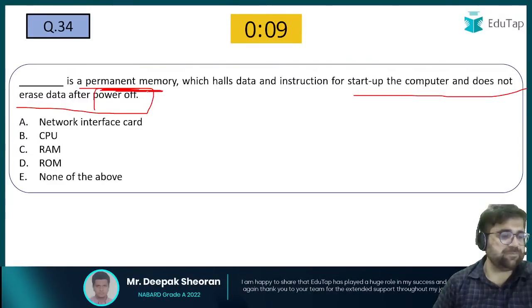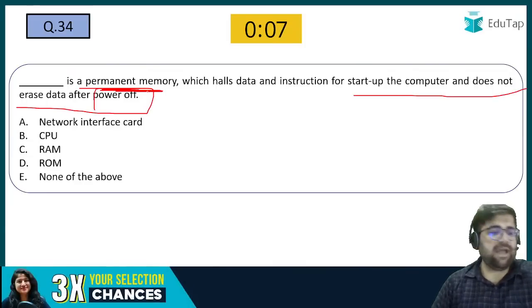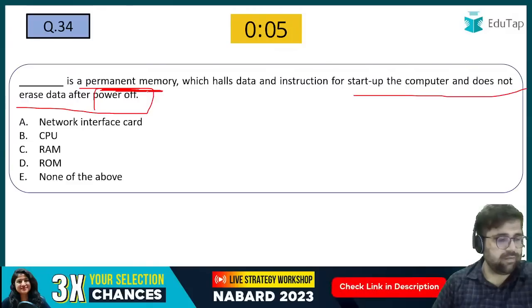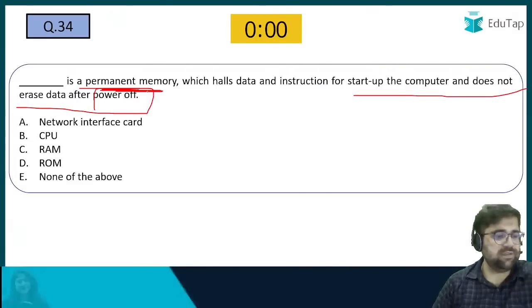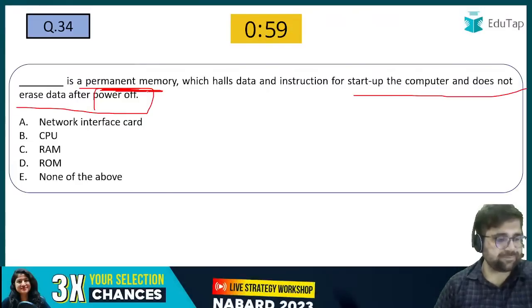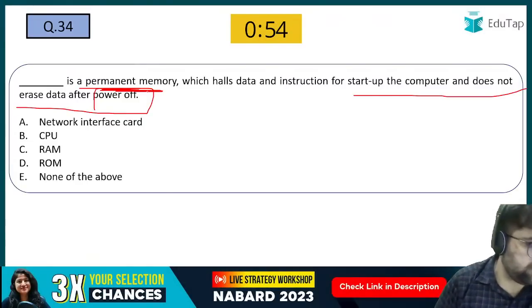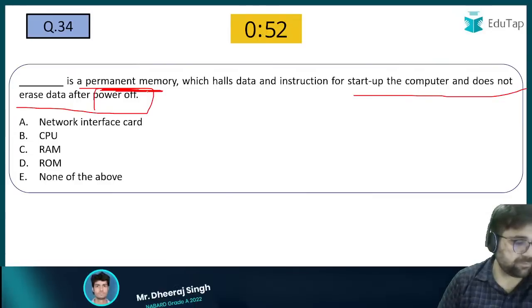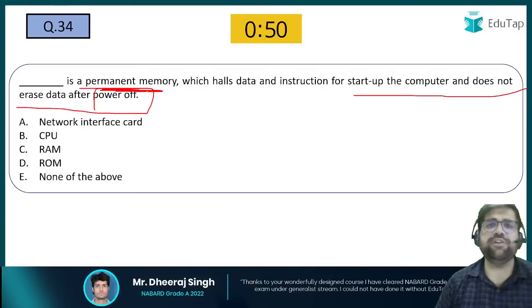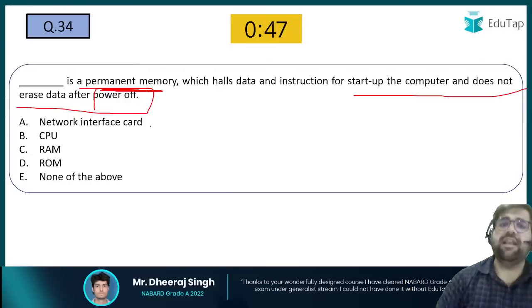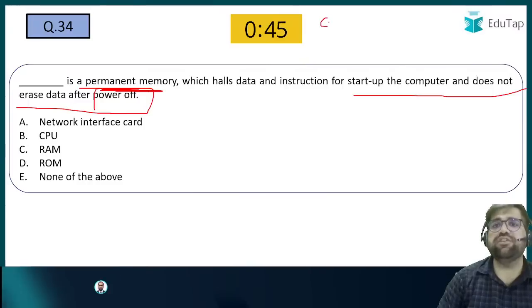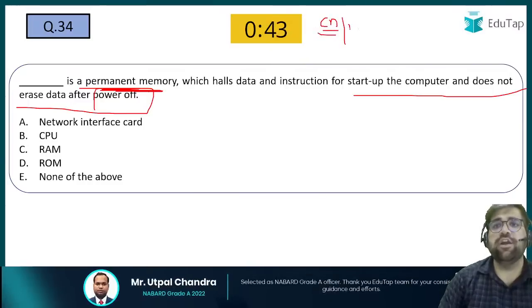True or false? Can I say floppy disk is an example of secondary memory? True or false? Anyone in the chat box? Floppy disk is an example of secondary memory. True or false? Yes, it is true because it is added something from the outside. Likewise, you would have heard about CDs, that is your compact disc, your DVDs, digital versatile discs. They are also an example of your secondary memory.